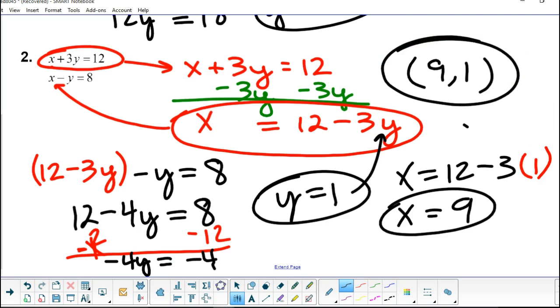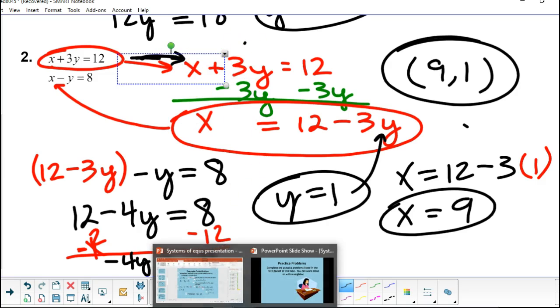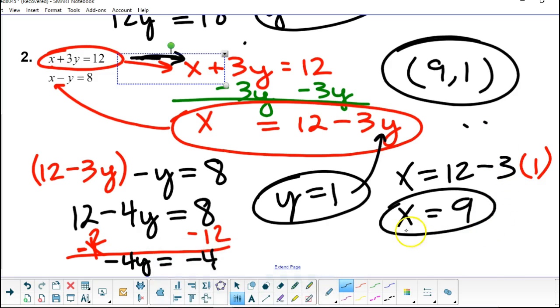And again, that's the substitution method. We took one variable, we got it by itself, like we did right here in this step. As we did that, we took the value that we got for that variable. We got x equal to 12 minus 3y, and then we took it over here and plugged it into the other equation for x. Once we do that, we only have one variable in the problem, and we solved it for that variable, which was y equals 1.